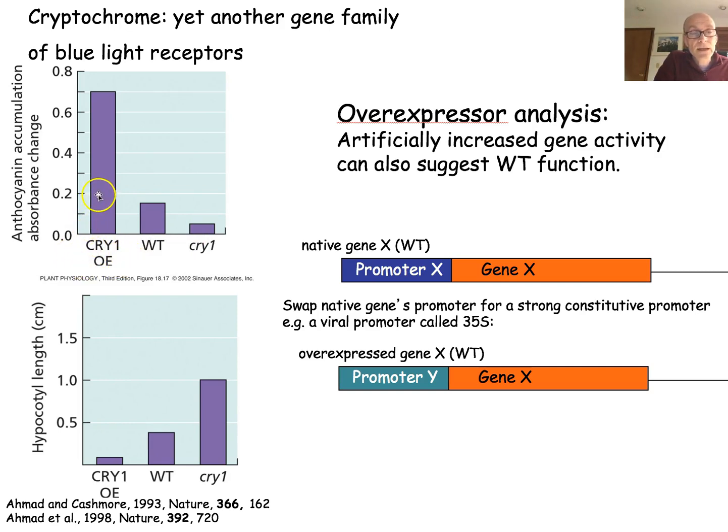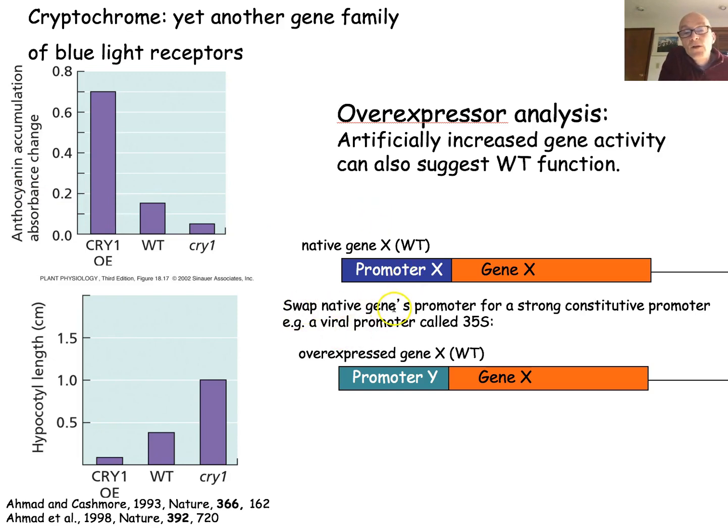And so in order to understand the function of this blue light receptor, what these researchers, Ahmad and Kashmir, did is they took the gene, so that would be the cryptochrome 1 gene. So we'll call that the native gene X. That would be our wild-type cryptochrome gene. And of course, it has a promoter that's driving its expression, right? So if you have it expressed at its normal level, its native level, then that is what the function is, what the result is with respect to hypocotyl length or with respect to anthocyanin accumulation.